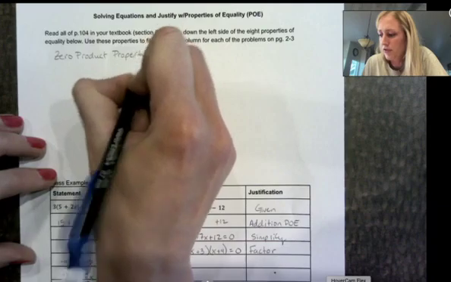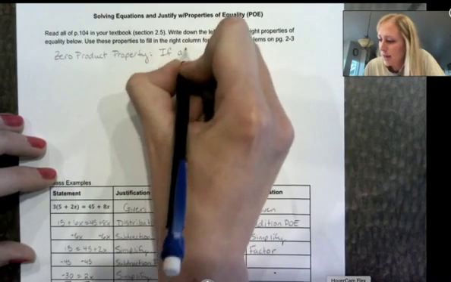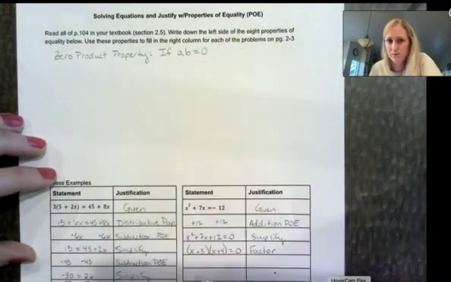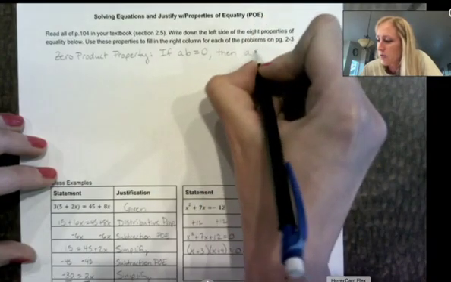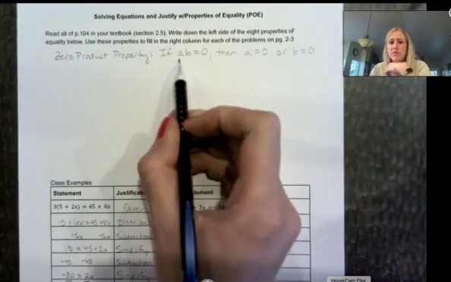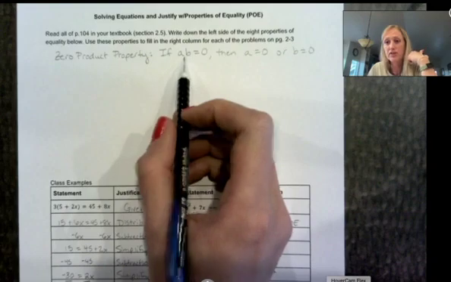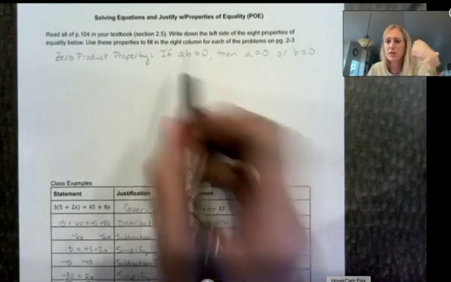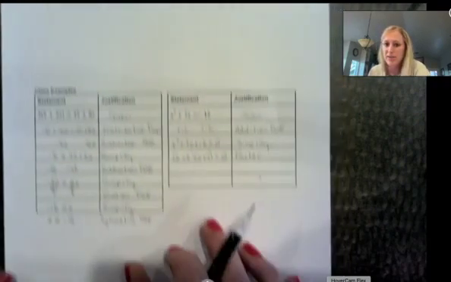So what that is, I'm also going to show an example. Okay, so the zero product property is if A times B equals 0, then A equals 0 or B equals 0, right? So if I have 0 times B, that's 0. Or if I have A times 0, that's 0. So if I have something being multiplied equal to 0, one of the two things has to be 0 or both could be 0.